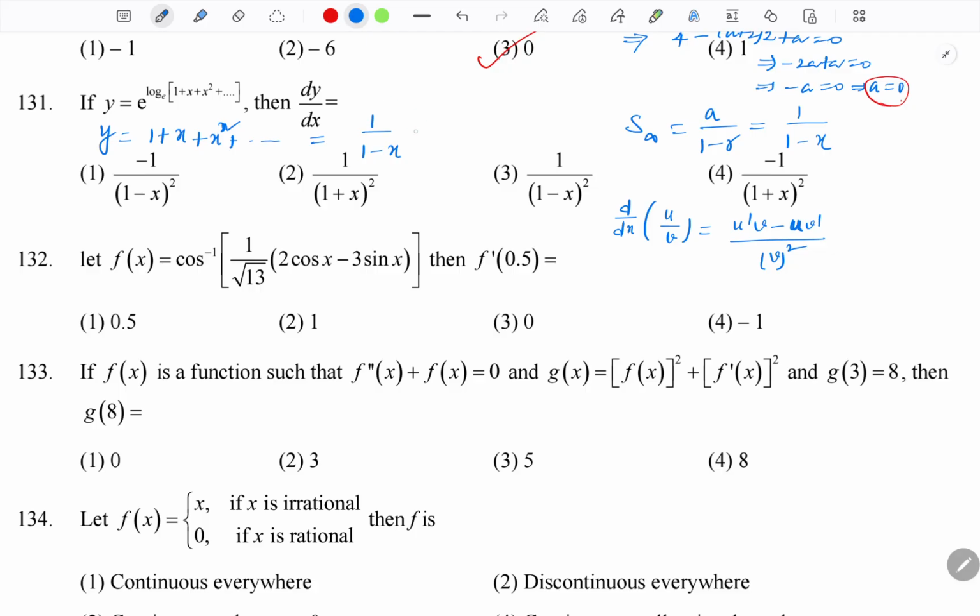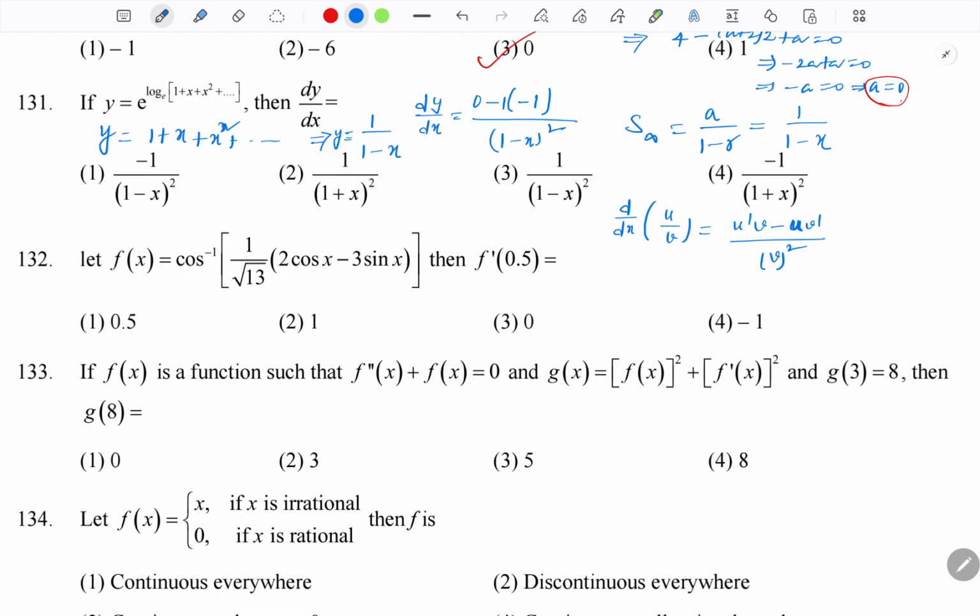Now it's a y value. y is equal to, what is u here? u is 1 and v is this one. If I differentiate, what will you get here? dy by dx equals first u dash, 0, minus 1 times 1 minus x, which means 0 minus, so minus 1 times we will get by 1 minus x whole square, right?